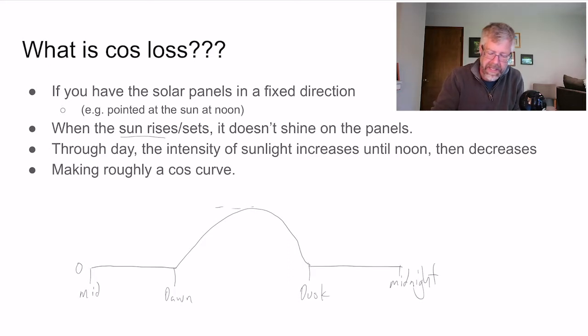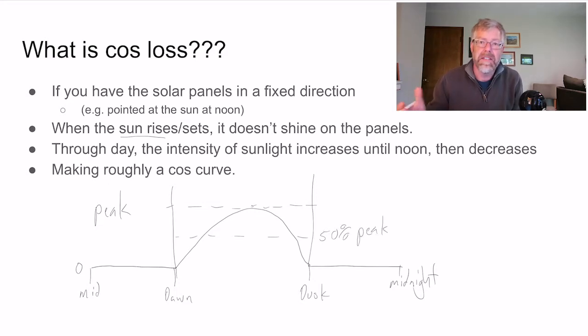And this is your peak energy. And if you take the area of this, or you find sort of the average value, it's roughly 50%. Roughly 50% of your peak. Okay, and so that is what we use as a rule of thumb: if you're sitting in one fixed location and you point it at the sun at noon, you roughly get 50% of the total available energy throughout the day, if you don't change the direction of your panels.